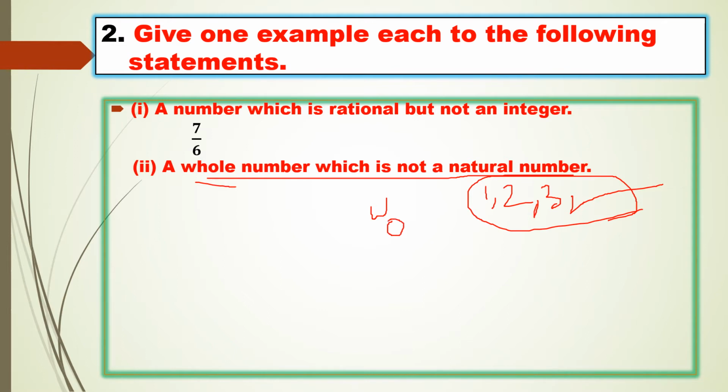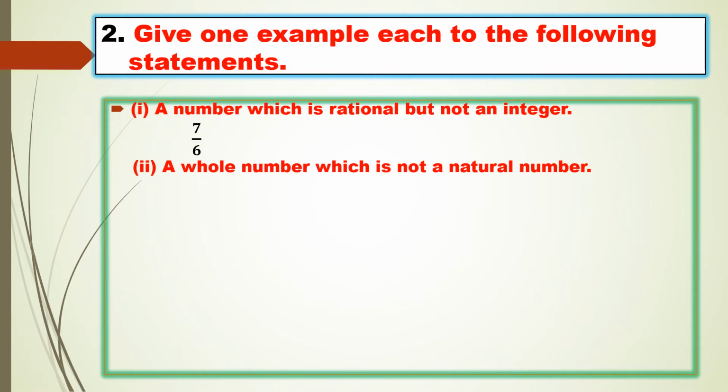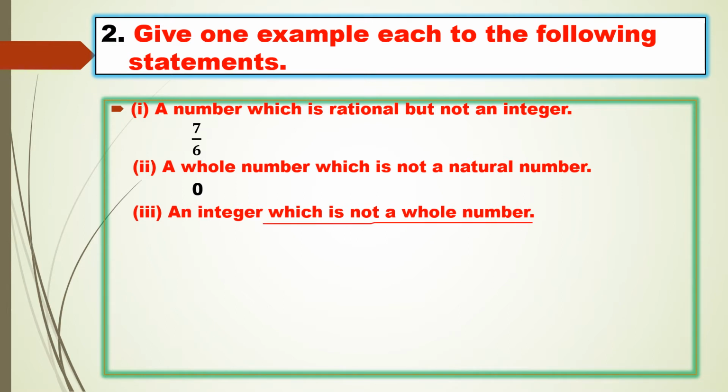So a whole number which is not a natural number is 0. So I can write 0 as my answer. Okay. So your next question is an integer which is not a whole number.